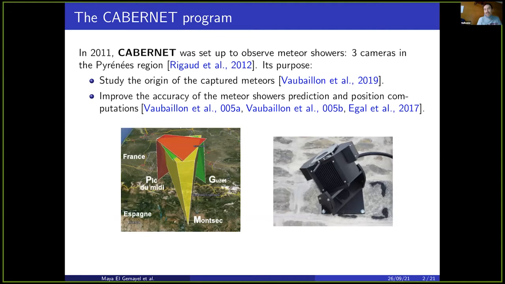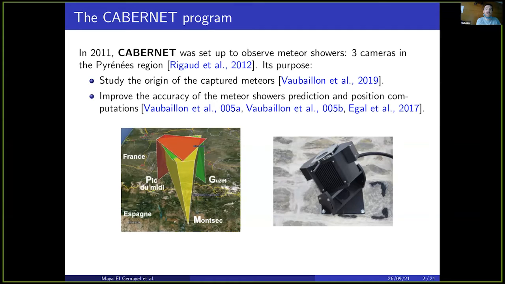Hi again, everyone. So the collaboration with LRDE started when we realized how many problems we had with the Cabernet project. So Cabernet stands for Camera for Better Resolution Network, and it's basically 3 cameras in the Pyrenees Mountains. The aim is to get accurate orbits of meteors as usual, and the goal is to find parent bodies, to refine meteoroids orbits, and so on.